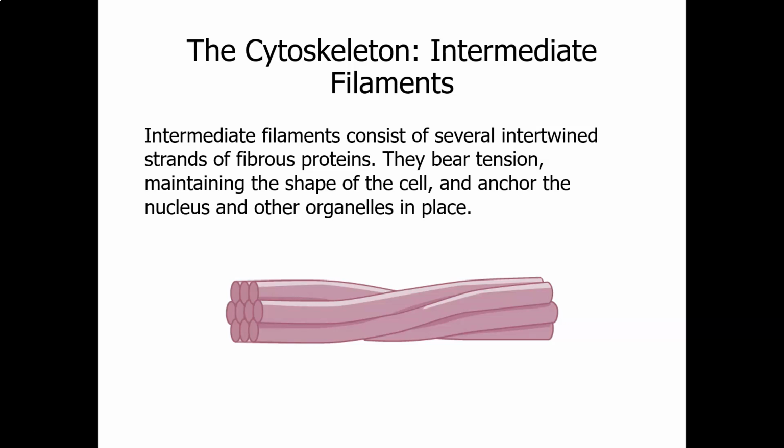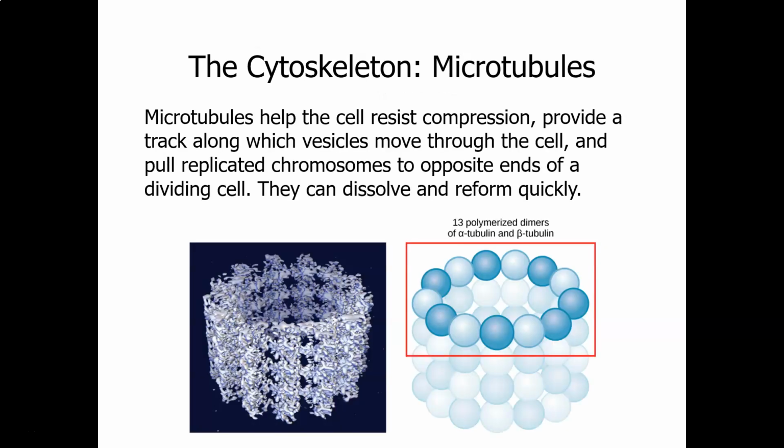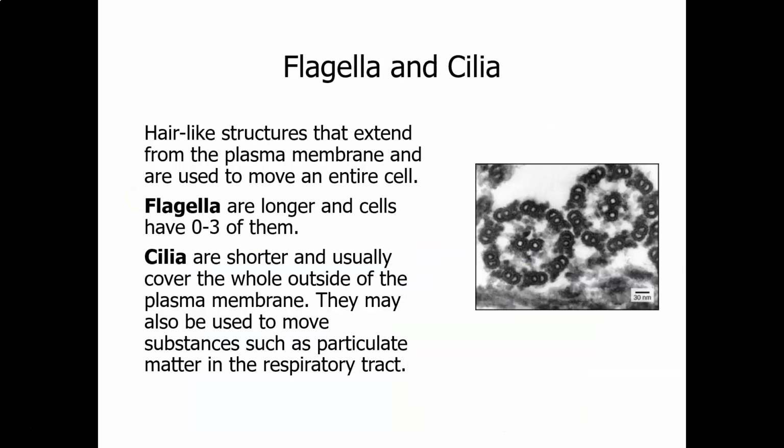And there's a little bit more information on intermediate filaments, and then microtubules are the thickest, and they are called spindle fibers when they function in cell division. They actually function in pulling replicated chromosomes to opposite ends of a dividing cell. So they attach to the chromosomes and pull them apart so that each new cell gets a copy.